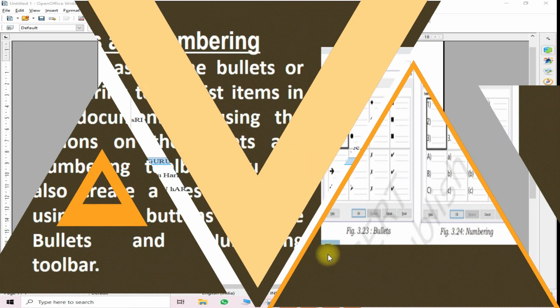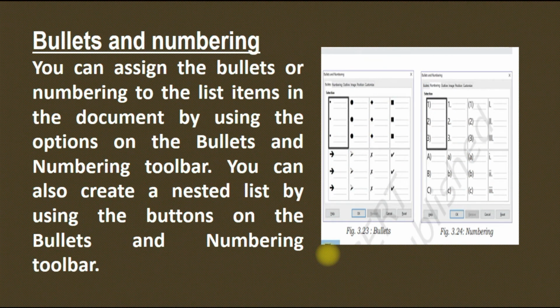Clear? Next slide is how to make use of bullets and numbering. Now you can assign the bullets or numbering to the list items in the document by using the options on the bullets and numbering toolbar. You can also create a nested list by using the buttons on the bullets and numbering toolbar.